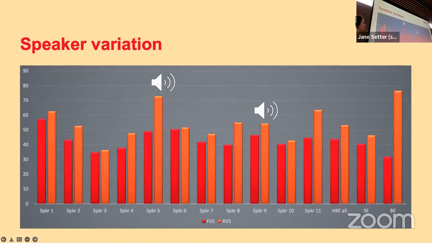Okay, so lots of difference between the sets. For speaker 9, however, this one here, there's not so much difference.